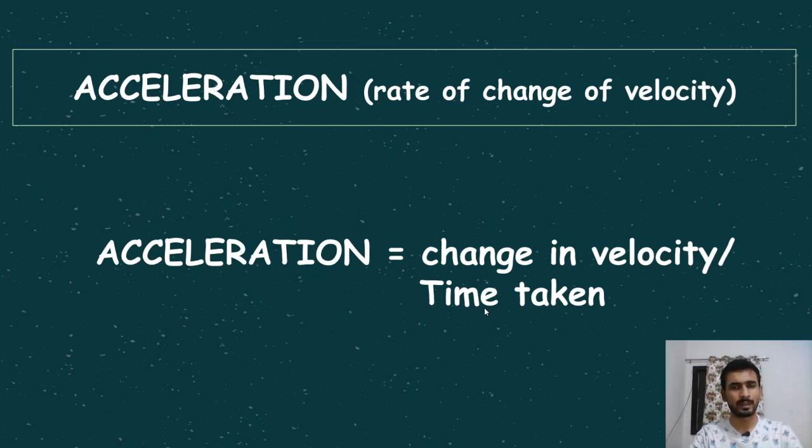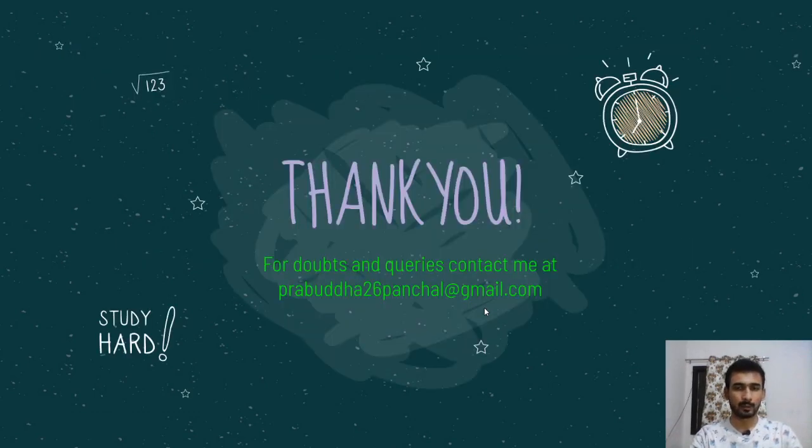Acceleration is generally the rate of change of velocity. If you are traveling at 30 kilometers per hour and you want to go to 40 kilometers per hour, you will accelerate, that is, you will push your accelerator. So acceleration is the change in velocity upon time taken. This was what I wanted to share with you in this module.